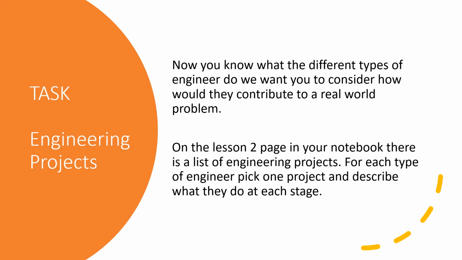Now, what we would like you to do for this task is go back to the lesson 2 page and you'll see that there's a list of the different types of engineer and then a column for you to pick engineering projects. Now we have a whole list of different examples or different projects that are down below. You can pick a different one for each engineer or you can do the same one for multiple. And then for the 4 stages of the engineering project, we would like you to explain what would that engineer be doing at that stage. So go do that just now in your notebook.